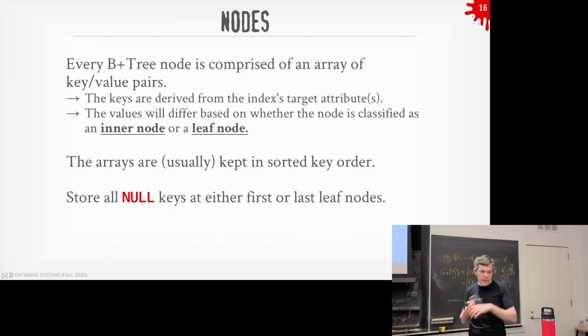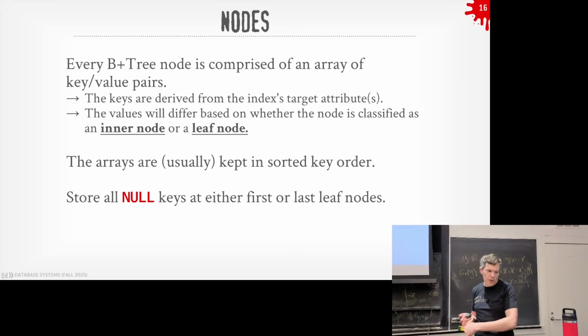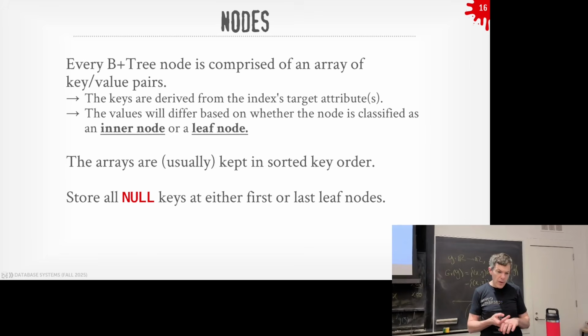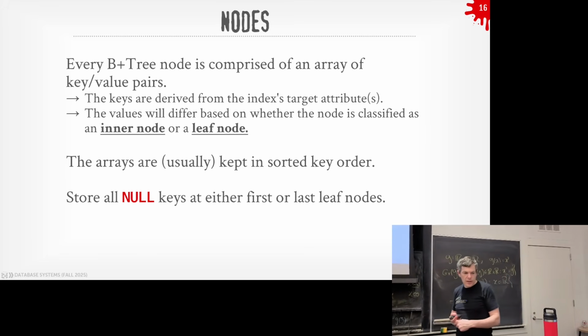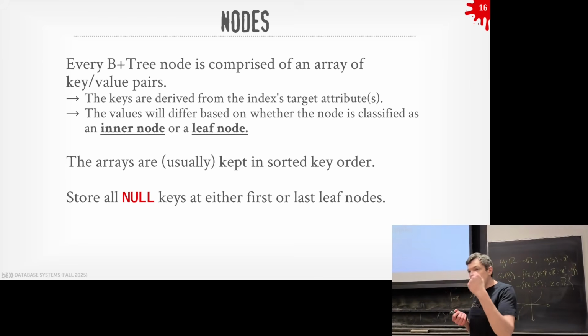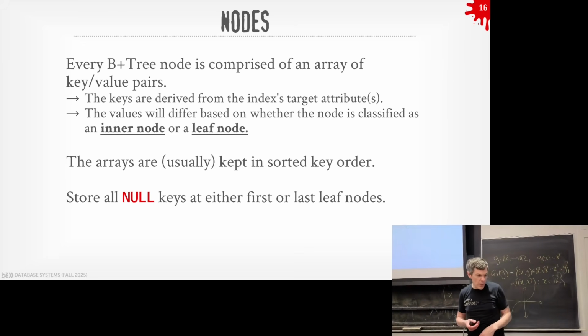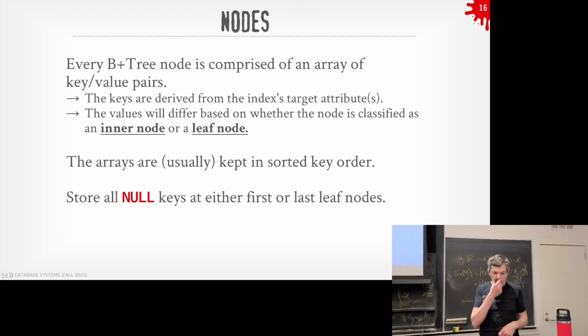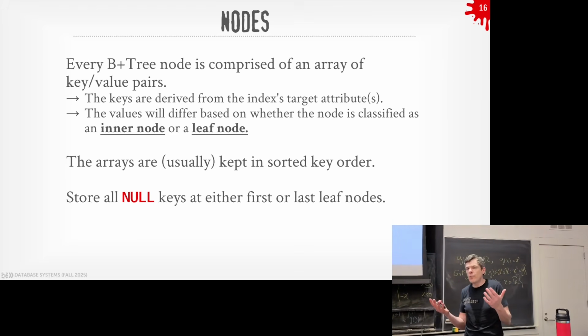The nodes themselves are just arrays of key-value pairs. The values that we store are going to be different based on whether we are an inner node versus a leaf node. If it's an inner node, the values are pointers to other nodes, and these are just page numbers that I can look up in the buffer pool to get the data that I want. The leaf nodes will vary based on what I actually want to store.